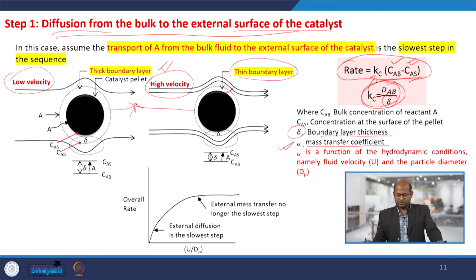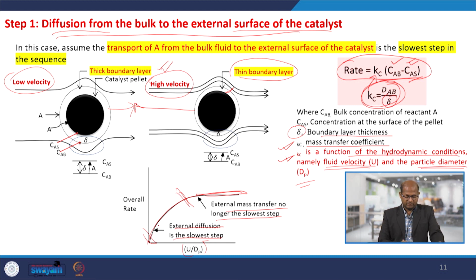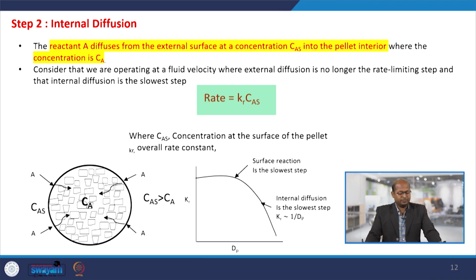The Kc value, the mass transfer coefficient, depends on the fluid velocity and particle diameter. If you know the fluid velocity and particle diameter and vary them, then the overall rate would vary. From here to here, external diffusion is the slowest step, and here external mass transfer is no longer the slowest step. Up to this particular velocity or flow or particle diameter, it changes exponentially or parabolically, after that it remains constant. Okay. So, if we want to eliminate that component, we have to adjust the velocity or fluid flow.